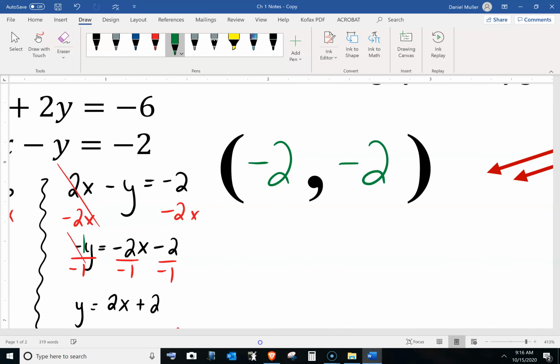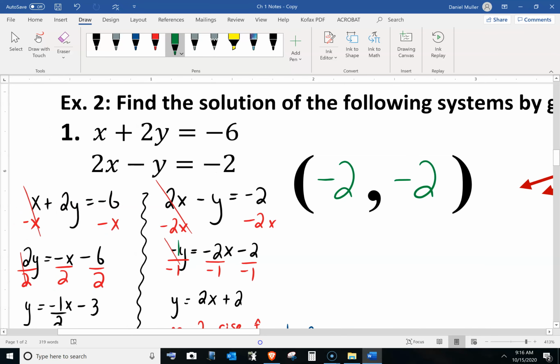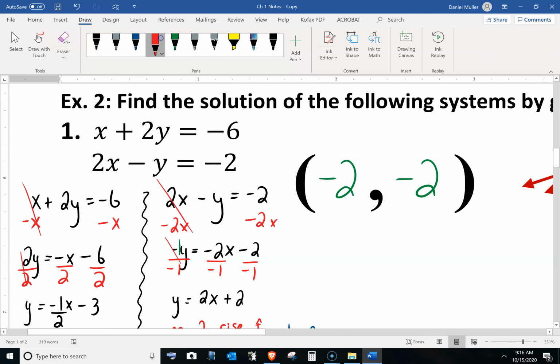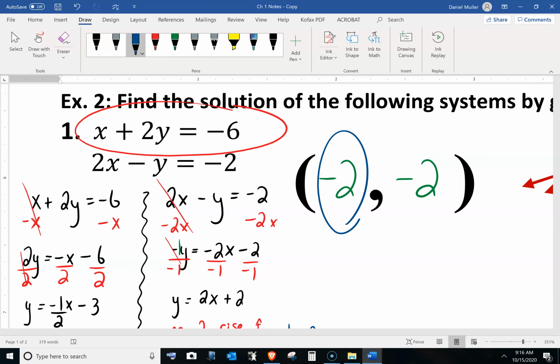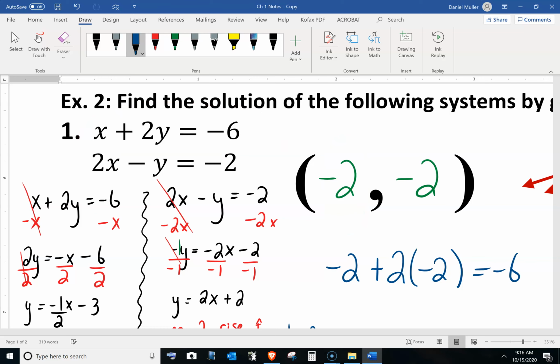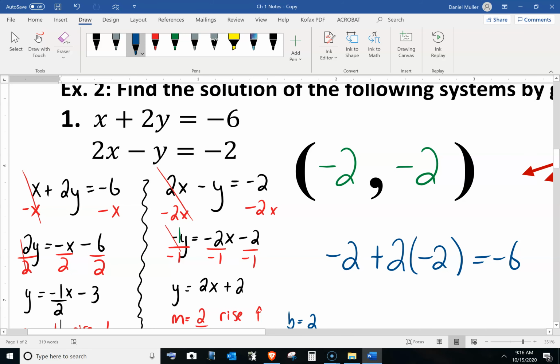So that point, if I put that into the equation, it should work. Now, I'm going to just do the top one just to show you, and then you can just hopefully believe me. The x right there is going to be our x, and our x is negative 2. So negative 2 plus 2 times y. Now, y here is a negative 2, equals negative 6. Again, you do not have to do this. 2 times negative 2 is negative 4. And there's a negative 2 there.